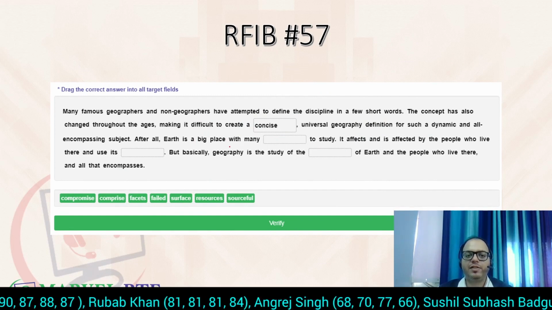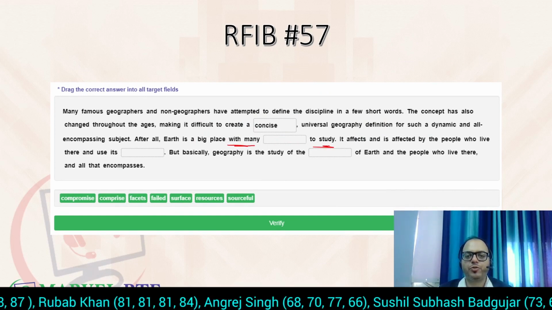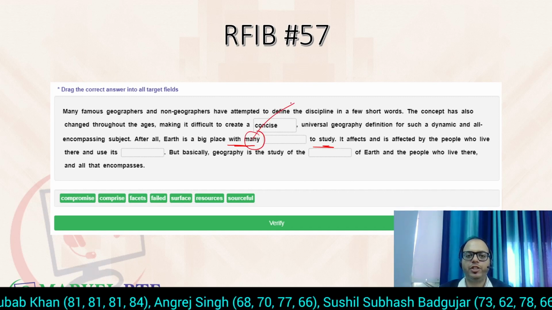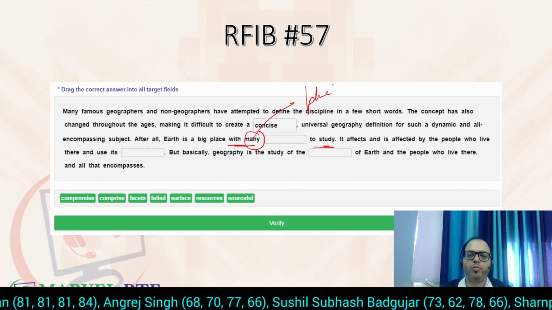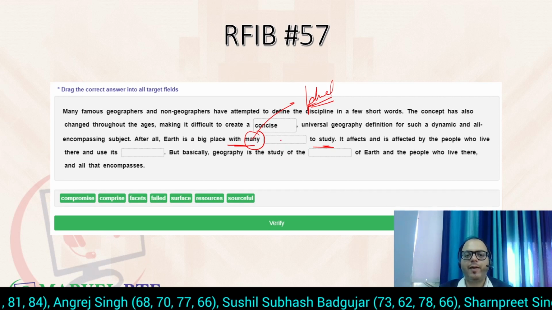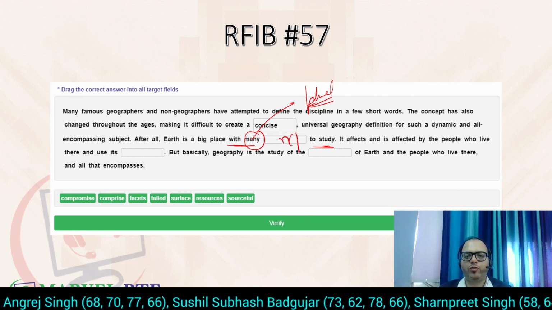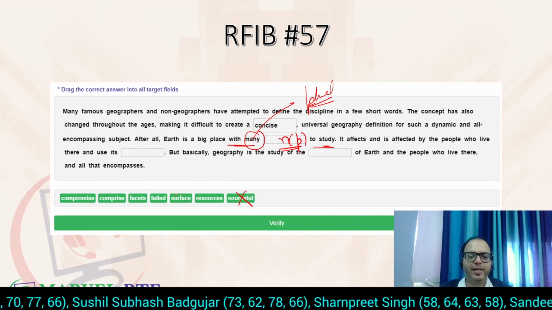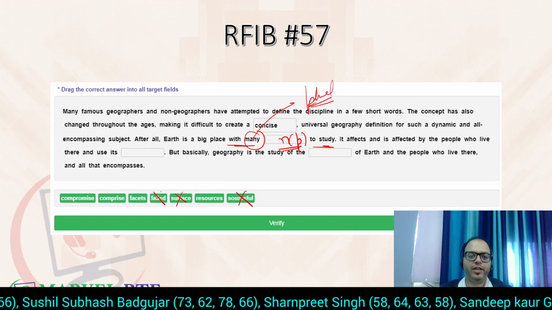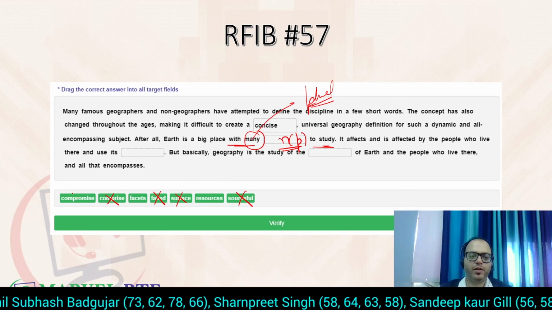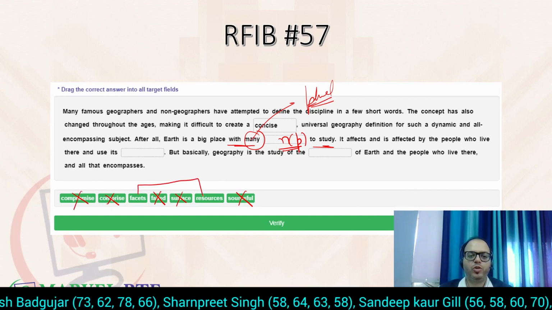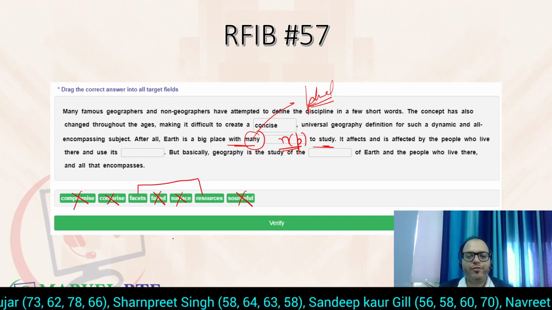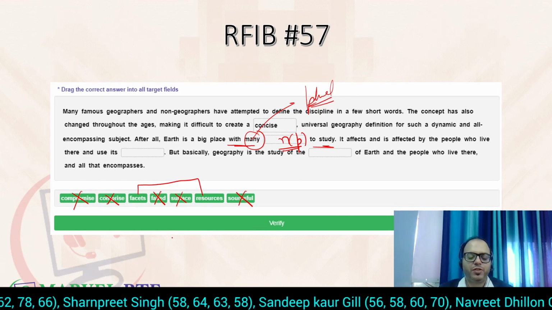अब Earth is a big place with many dash to study. अब many की connotation क्या होती है, plural, जैसे many problems, something like this. तो अब आपका यहाँ पे क्या आएगा, नाउन आएगा, और नाउन के साथ क्या आएगा, प्लूरल नाउन आएगा. तो वी आर गोइंग टू एलिमिनेट यूजिंग प्रोसेस ऑफ एलिमिनेशन एवरीथिंग एल्स एक्सेप्ट प्लूरल नाउन्स. अब हमारे पास दो ऑप्शंस बचे हैं, मैनी फेसेट्स टू स्टडी और मैनी रिसोर्सेज टू स्टडी.